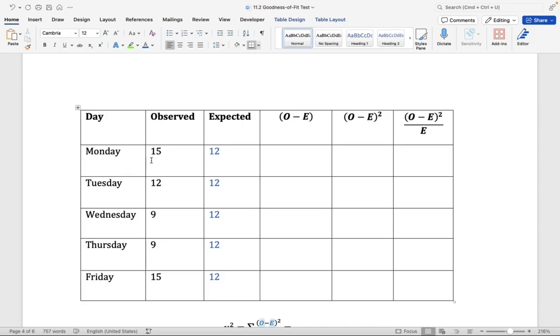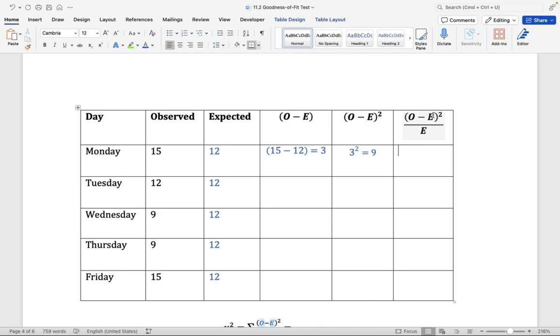Let's start with Monday. For Monday, we have 15 for the observed value and 12 for the expected value. So we're going to take 15 minus 12, which is equal to 3. Now next, we need to take O minus E, and we need to square that value. O minus E is 3. So here we're going to be taking 3 to the power of 2, which is equal to 9. So for this category, O minus E squared is 9.